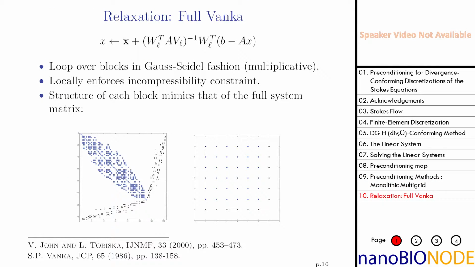So as I mentioned briefly, full Vanka is this overlapping block Gauss-Seidel method. W transpose gets you down to a block locality, and V brings you back to a global problem. In practice, V and W are the same for this problem anyway.